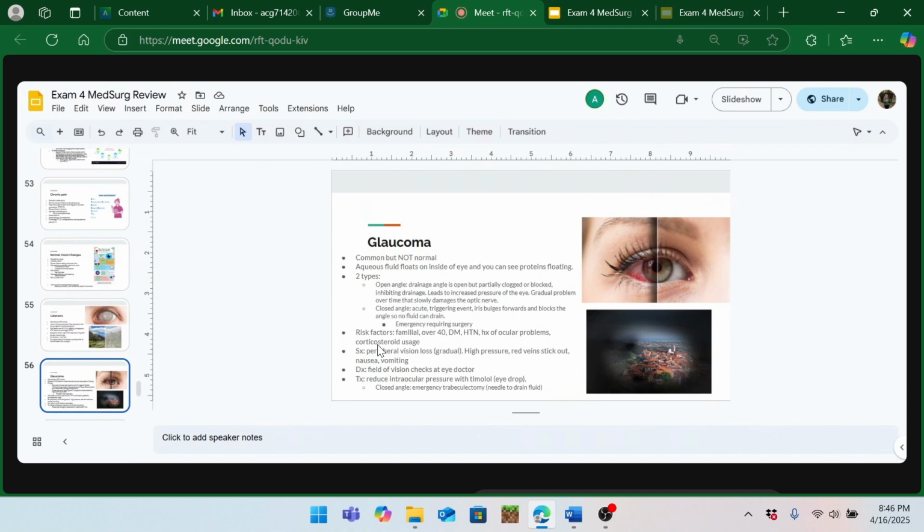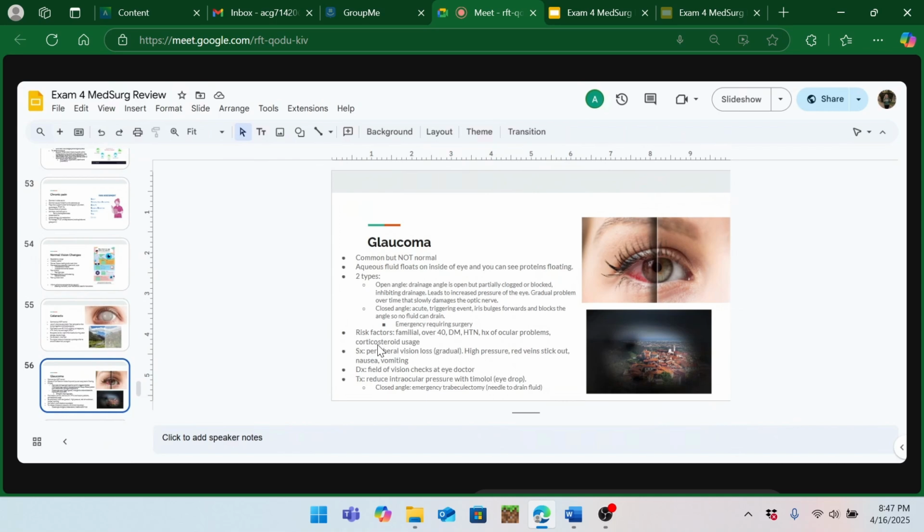Risk factors: family history, over 40, diabetes, hypertension, history of ocular problems, corticosteroid use, a lot of things. Symptoms are going to be gradual vision loss for open angle. It's going to be sudden for closed angle, and that's the emergency. So remember that. High pressure, they might feel that.